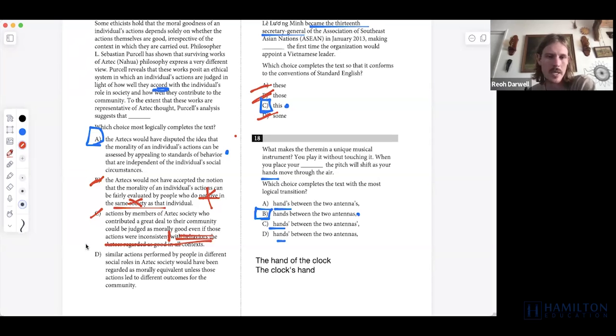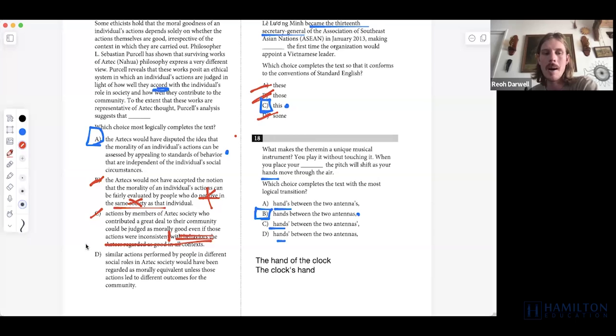And then finally, D, similar actions performed by people in different roles would have been regarded as morally equivalent unless those actions led to different outcomes for the community. That's incorrect. That's a very incorrect one. If you chose that one, I can understand why you're leading down there, though. But let me explain this a little bit more, right? What D is saying is that, what the passage says more clearly is that it is how much your actions agree with what your role should be in society. Ethical value or moral goodness is determined by how well you perform your specific societal role.